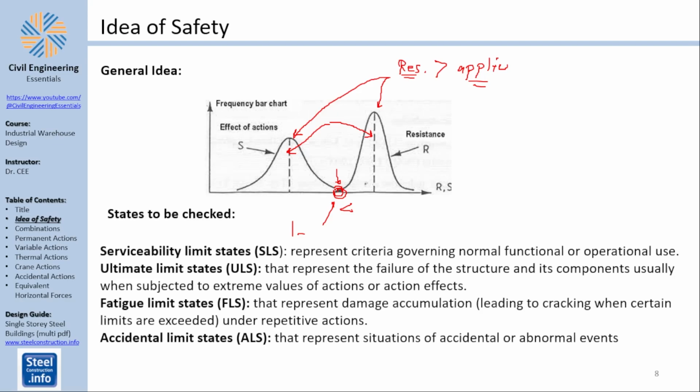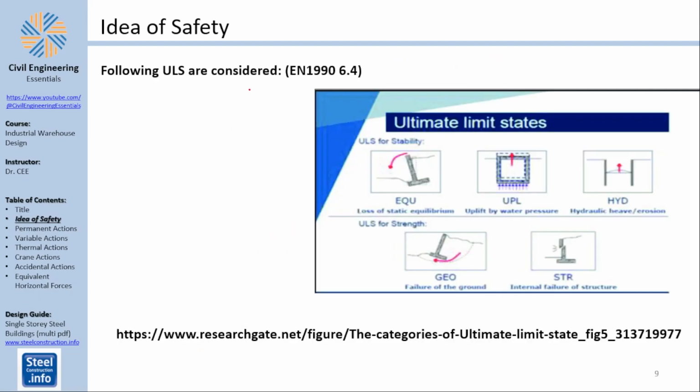It depends from code to code, but I just wanted to talk about the principle of safety in codes. What are the states you need to check? Serviceability limit states. This is about the service or function. Ultimate limit states, which means that components will fail. Fatigue limit states is basically the accumulation of damage with time. And accidental limit states is something that is abnormal or unnatural. A reminder that we are dealing with the Eurocode this time in this video series, and we are dealing especially with the UK National Annex because steelconstruction.info is a UK-based website or Wikipedia.